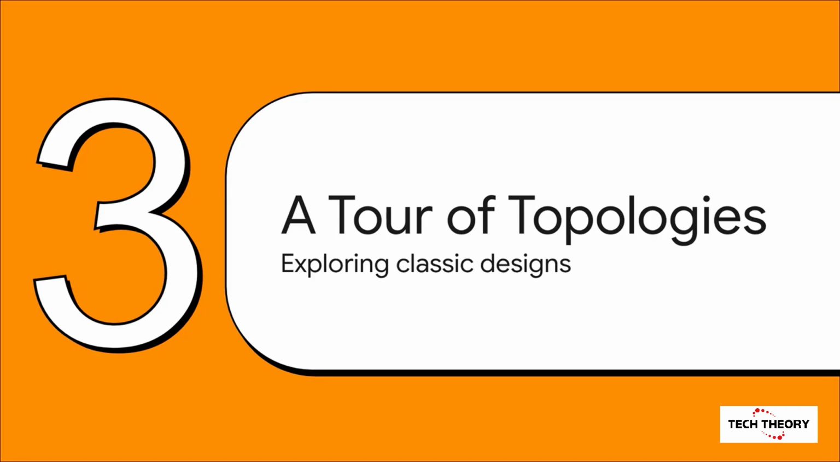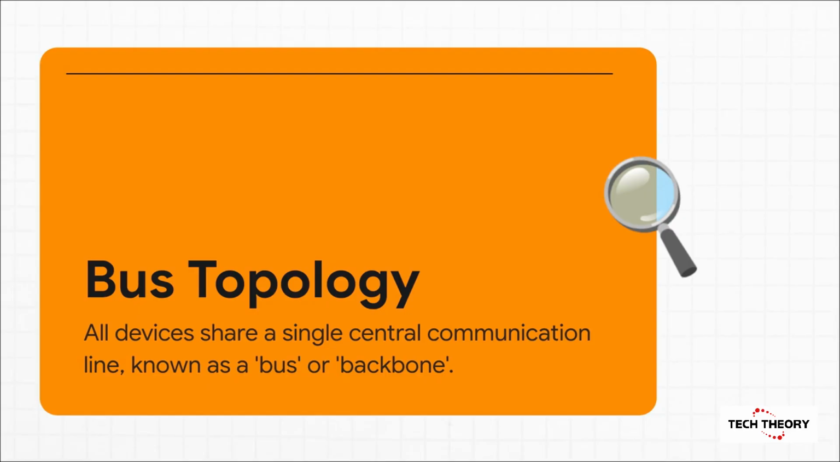All right, time for the main event. Let's take a tour of the different topologies out there. Think of this as a gallery of the classic designs, the foundational ideas that all modern networks are built on. First up, we have the bus topology. This is the simplest of them all. Picture one long hallway in a building. That's the central cable, or bus. Every single office or computer connects directly to that one hallway. All the communication has to travel up and down that single backbone.